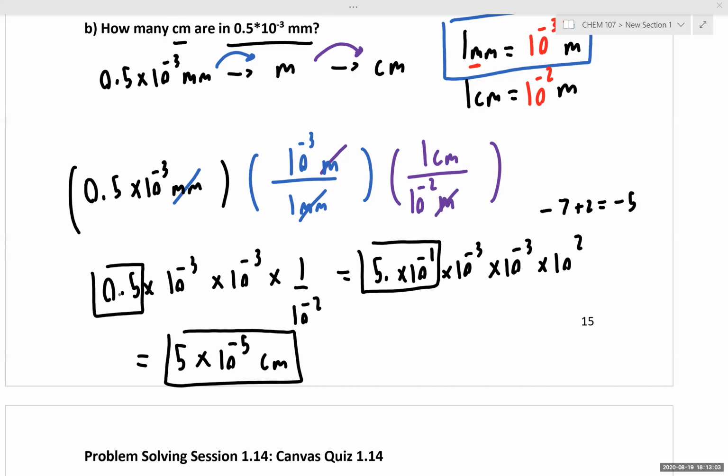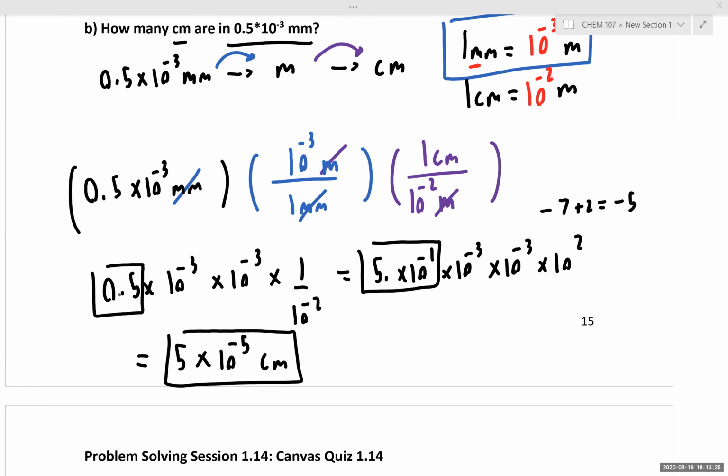So it's not required, it's just something that I do so that way my answer is as clean and straightforward as possible to interpret and to count sig figs for. And we'll talk about sig fig rules hopefully towards the end of today's session.